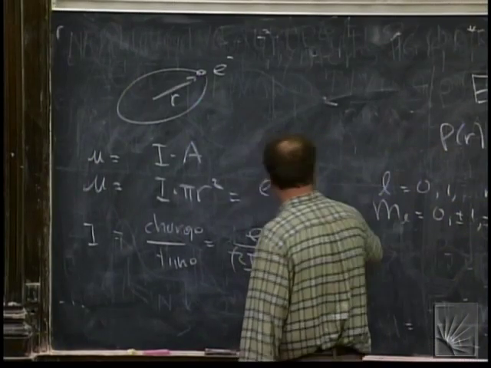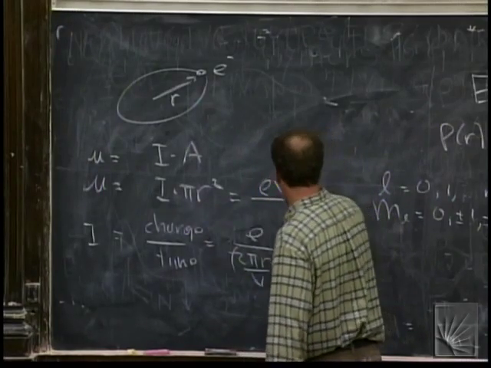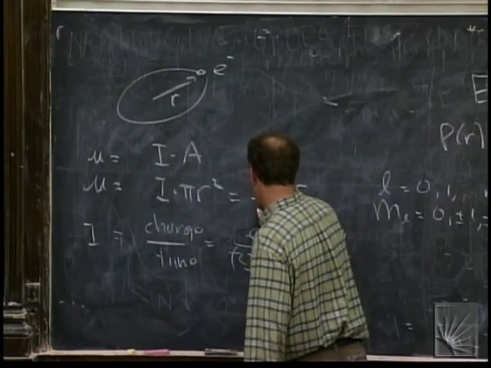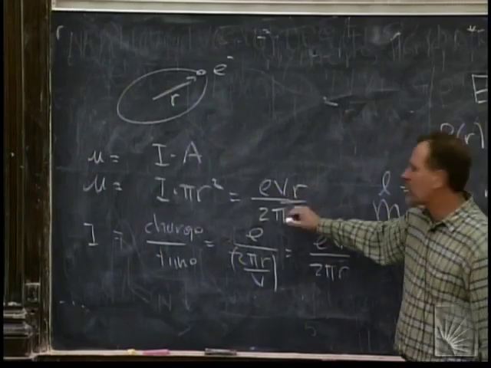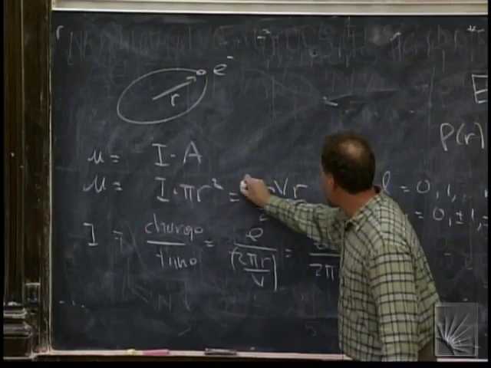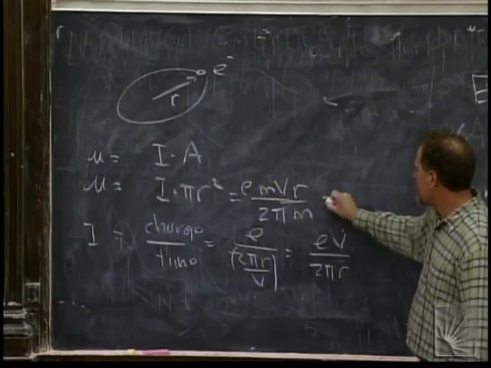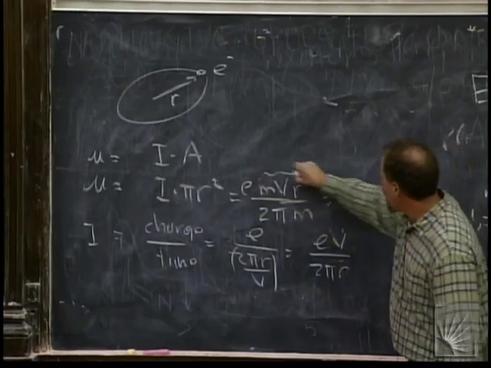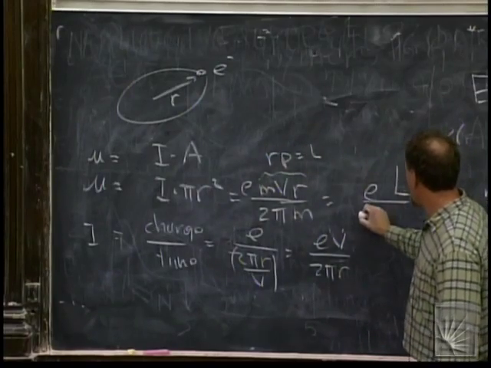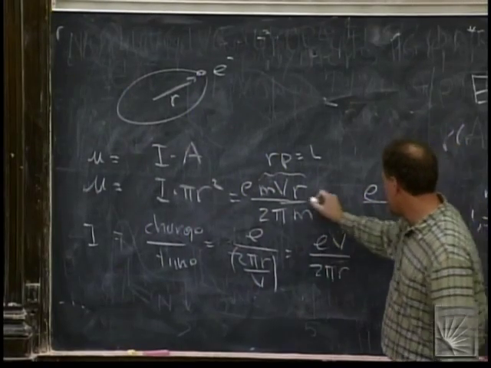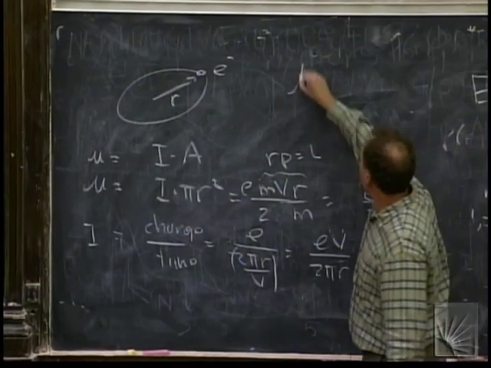So mu is e, and this is velocity, not capital V. e v, pi cancels, r over 2 pi. And v, I don't like in quantum mechanics. I want to put m there and divide by m. And m v is p, and r times p is L. So this is e L. And I multiplied by a pi, so this went away. Apologies. Over 2m. That's what I wanted, and I'll stop there.